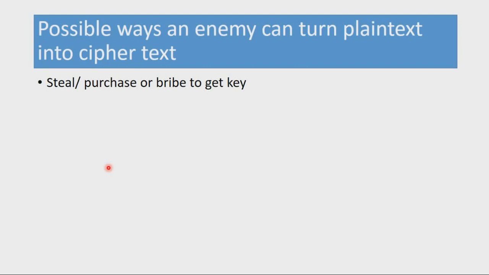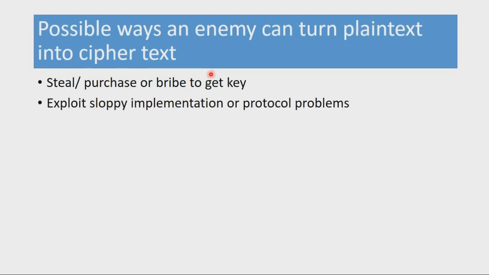So the title should read: possible ways an enemy can turn ciphertext into plain text. Sorry about that. The next thing is to exploit sloppy implementation or protocol problems. This may involve things like hacking, or if somebody used an obvious key like a pet name or your birthday, that's also part of sloppy implementation, and it could be easy for somebody to decrypt your message in that manner. And the third is cryptanalysis. Now we've already discussed what cryptanalysis is.